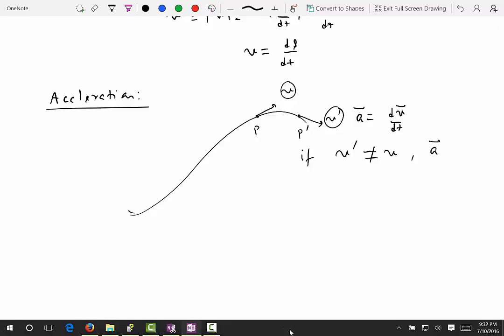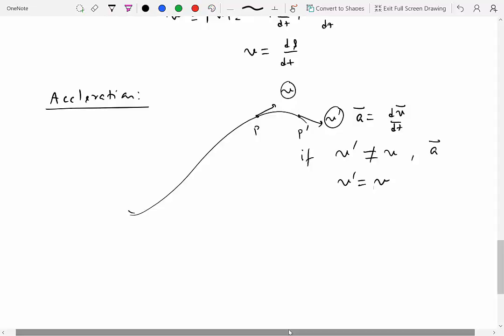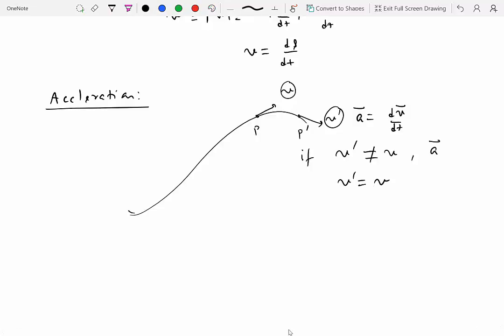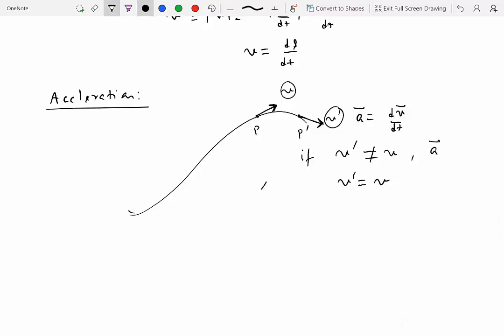Okay, but even if v prime and v were the same, even if their speeds were the same, in this particular diagram the acceleration would still not be zero, because the direction of the velocity vector has changed. At this instant it's pointing this way, at this instant it's pointing that way, and clearly the directions of the velocity vectors have changed, and that means again that the acceleration would not be zero. So even if v prime is equal to v, acceleration is not equal to 0.